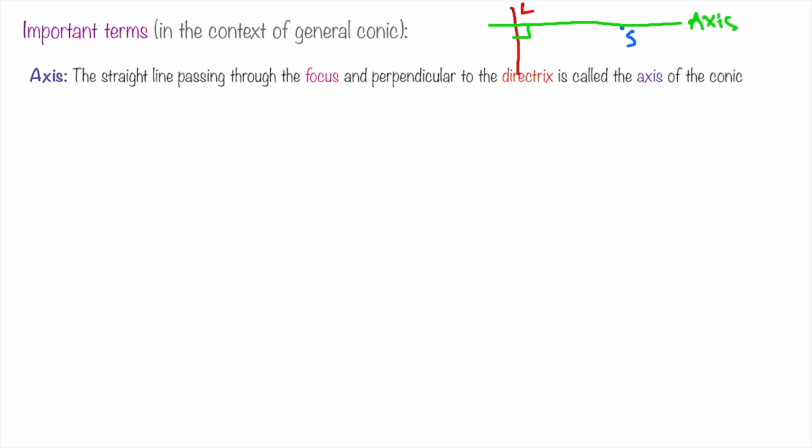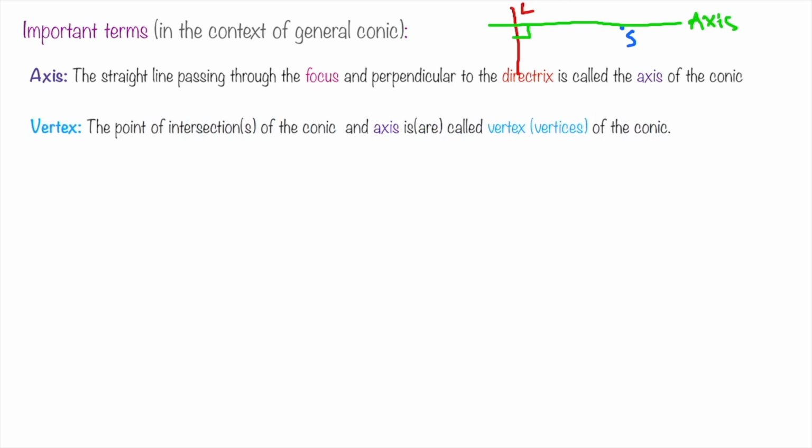The next one, vertex. The point of intersection of conic and axis is called vertex of the conic. For some conic we may have more than one vertex, so in that case we should say vertices. For example, for a parabola you will have one vertex, for ellipse and hyperbola you will have two vertices.